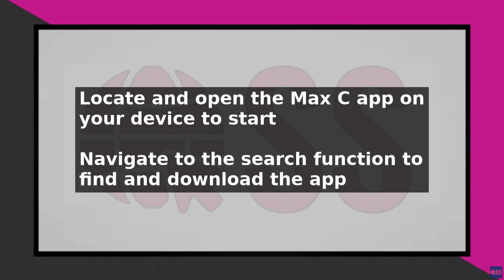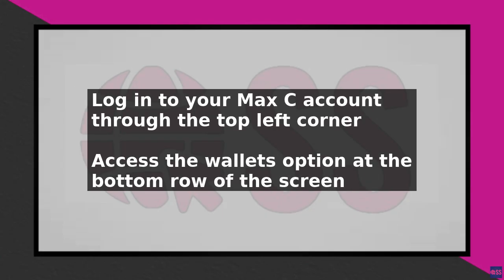To deposit money on Mexc, start by locating and opening the app on your device. Once open, navigate to the search function, typically found at the bottom row of your screen, alongside options such as today's games, apps, and arcade. Initiate a search for Mexc, and from the results, download the Mexc Buy and Sell Bitcoin app.